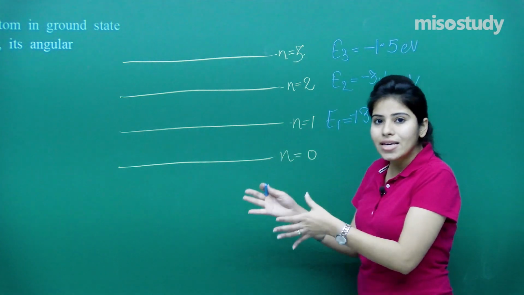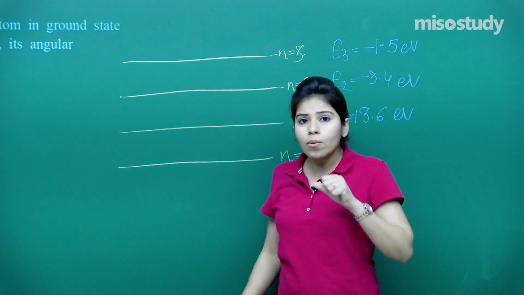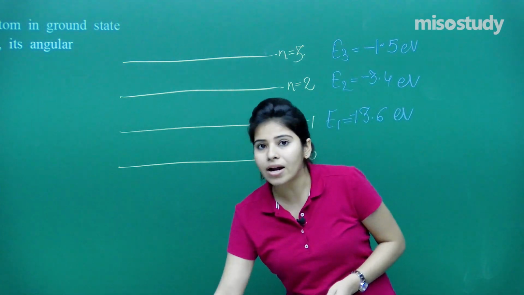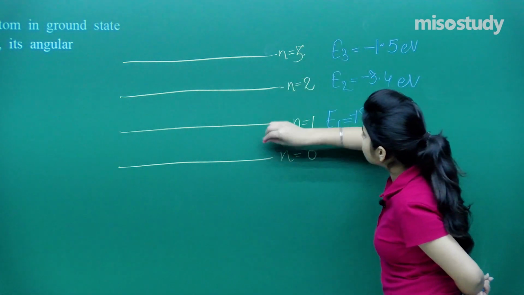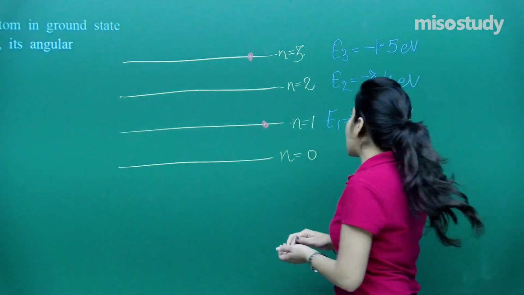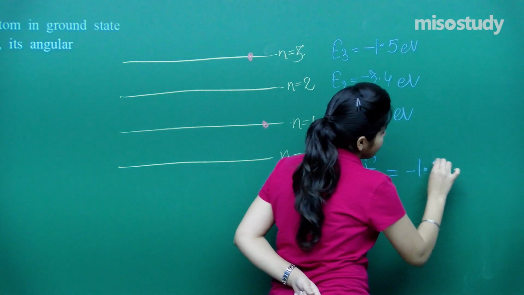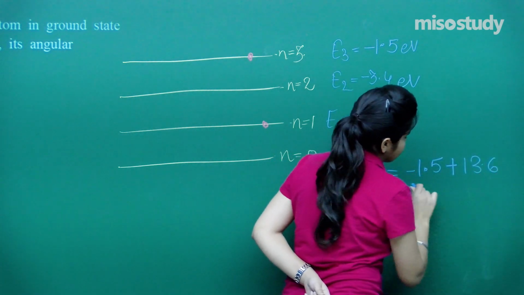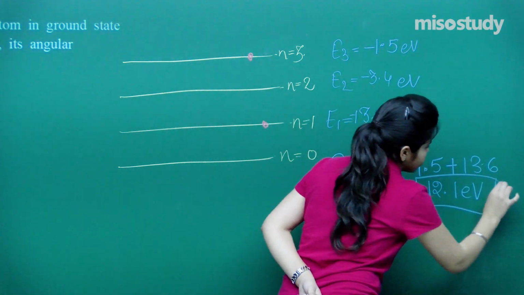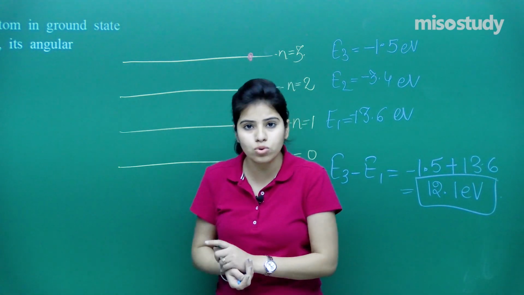So in the question, the electron in the hydrogen atom in the ground state absorbs a photon of energy 12.1 electron volt. Let me mark a difference over here. The difference between this energy level and this energy level will be E3 minus E1, that is minus 1.5 plus 13.6. So it will come out to be 12.1 electron volt.